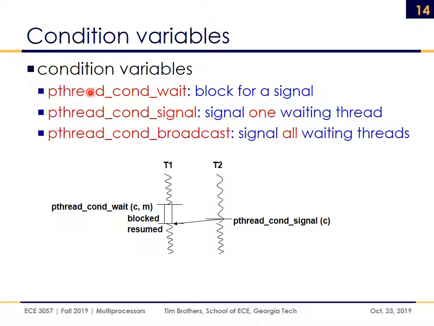This is done by using a couple of different signals. Pthread conditional wait blocks for a given signal. Pthread conditional signal wakes one waiting thread. So this is how a pthread conditional signal works: thread 2 is telling thread 1 that the variable is ready and that it can go ahead. Pthread conditional broadcast signals all waiting threads that some variable is ready.